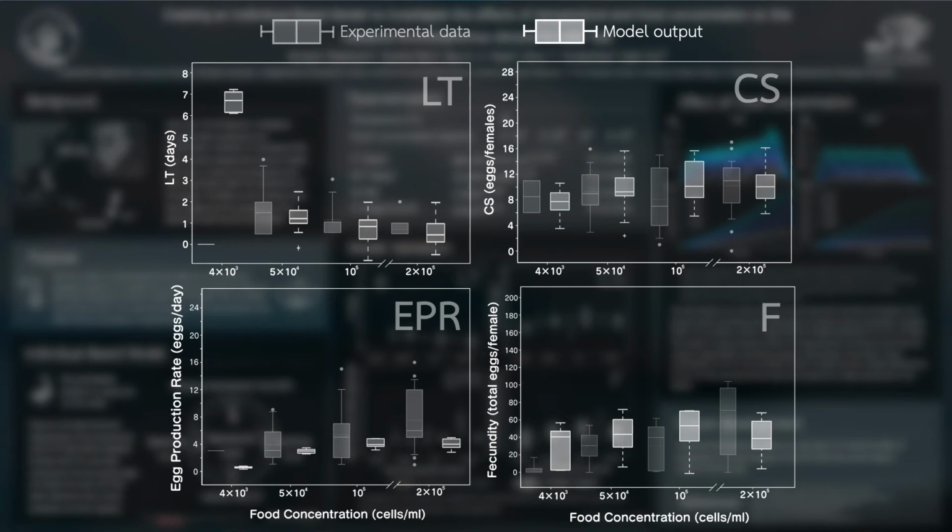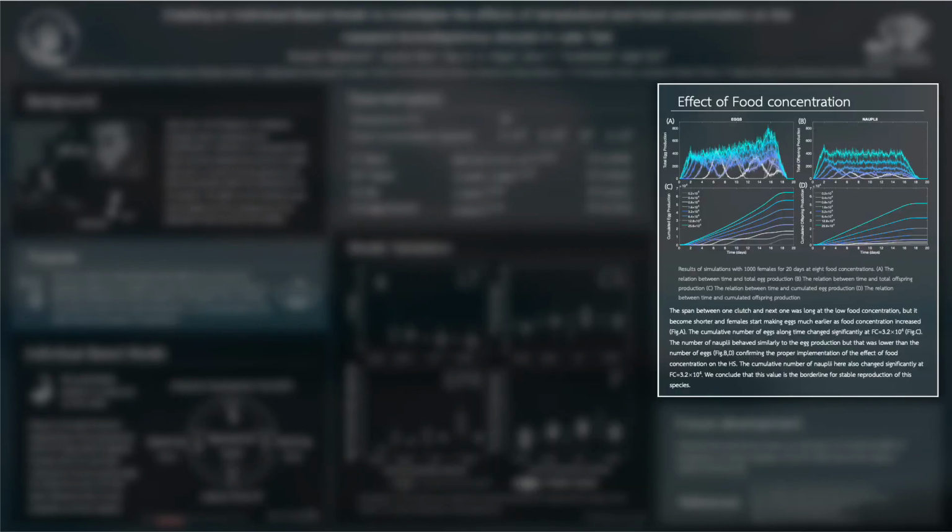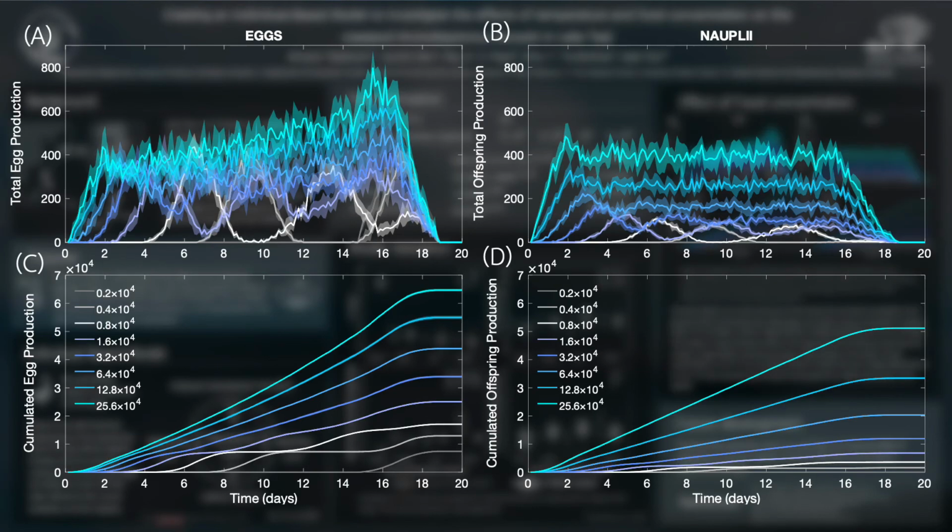Next, we increased the number of females to 1,000 and test the effect of food concentration on the total production of such a cohort. Let's have a look at the result of these simulations. The top graphs show the total number of eggs on the left and nauplii on the right produced by the 1,000 females cohort throughout their life.